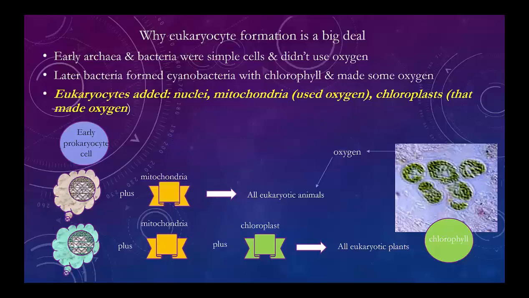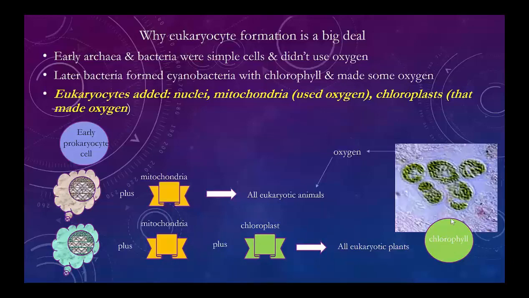So you get two cell lines. The ones that have the nucleus, the nuclear DNA, and add mitochondria end up becoming eukaryotic animals. This is where all the animal line comes from. The other cell line has the nucleus and the nuclear DNA, they add the mitochondria for energy, and they add chloroplasts, which allow them to become plants. They use the chlorophyll to make oxygen.